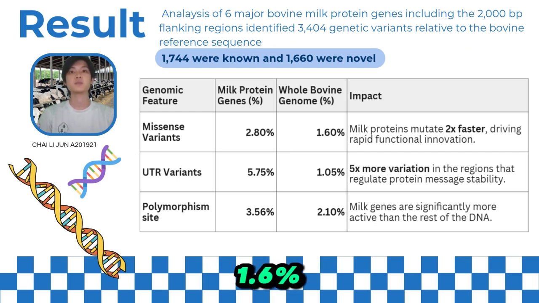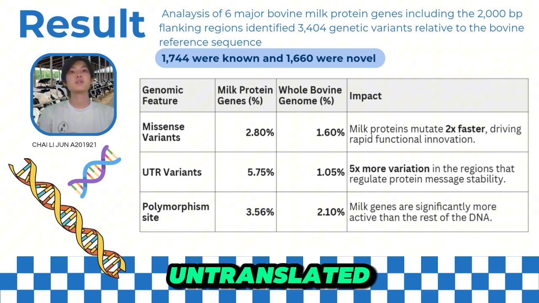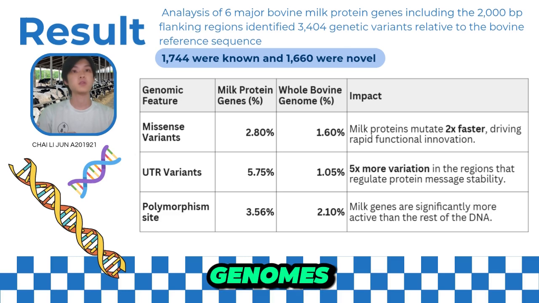average of 1.6%. And a massive 5 times increase in untranslated region variation was also observed, and these regions are critical for controlling protein stability, while the majority of these findings are intronic, and the overall polymorphism rate of 3.56% proves that the milk genes are among the most rapidly evolved parts of the bovine genome.